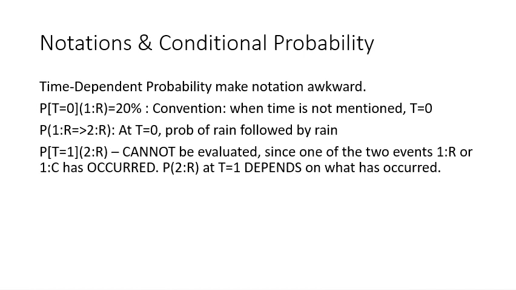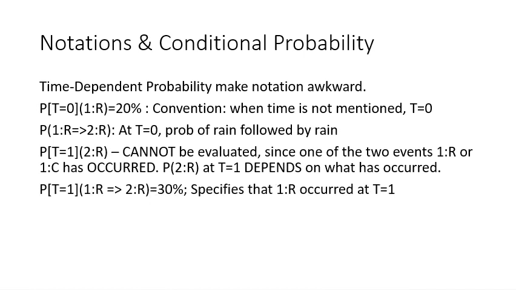Now consider a second probability. What is the probability at time equals 1 of rainfall on the second day? Now this is a problem because this probability cannot be evaluated, because the probability depends on rainfall or clear, and on the first day one of these two events has happened. So we have to specify what happened on the first day in order to be able to tell the probability of rainfall on the second day.